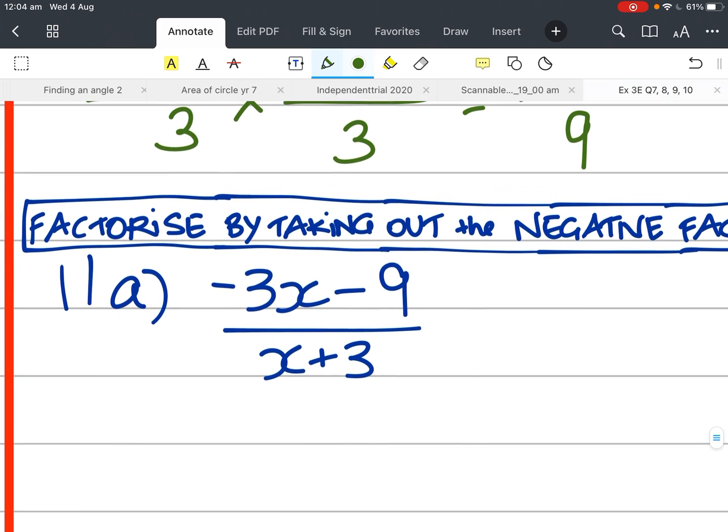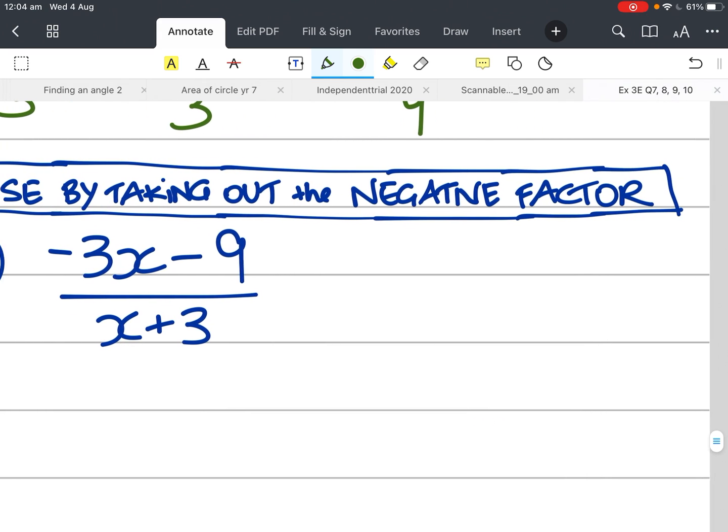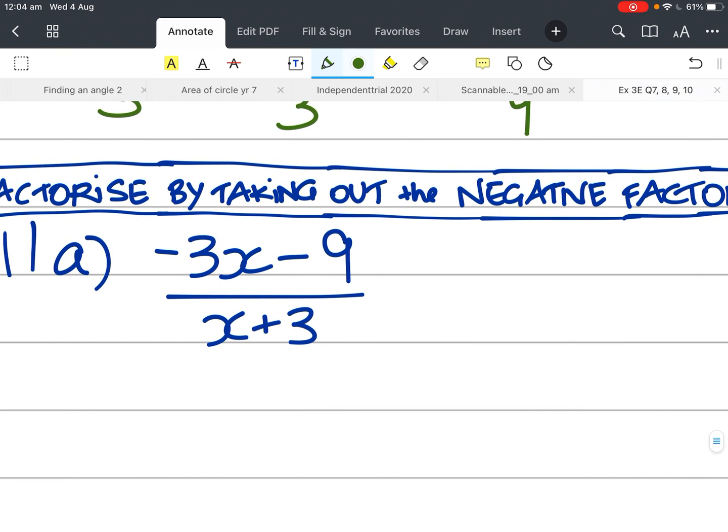Beautiful. All right, so when you get to 11, you have to factorise by taking out the negative factor this time. Otherwise, it's going to be a bit hard. So let's take out the negative. So this time, we're looking at the numbers again. I've got a 3x and I've got a 9. Does 3 go into 9? Hopefully you said yes. So that's what I'm going to take out.